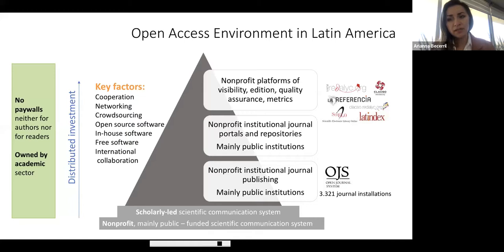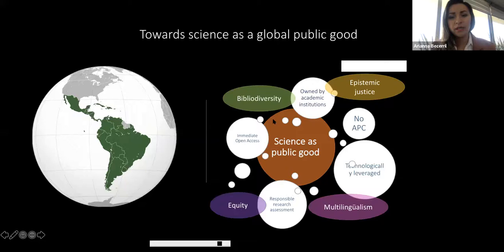So it is very interesting, and challenging sometimes, how we can build a governance model that can represent the academic nature of this environment, and that can be extrapolated to other regions. Perhaps you know that we are now working with different regions, not only with Latin America, with Latin American journals. So the idea is that we have been working in a science as a global public good approach, which we believe is healthier for scholarly communications.